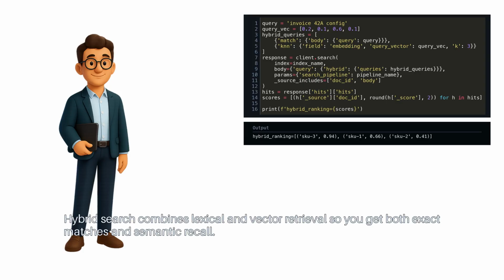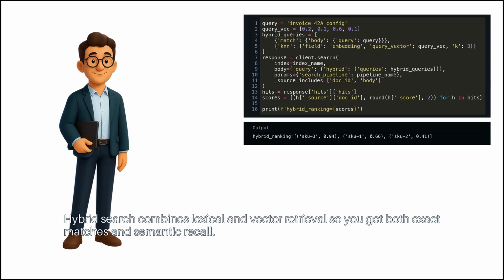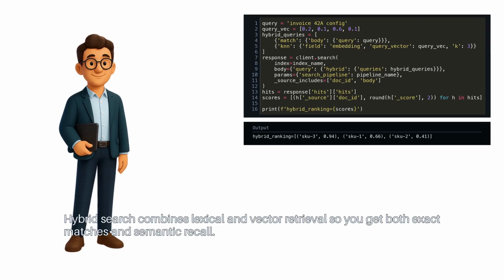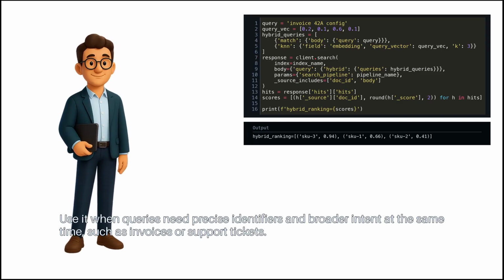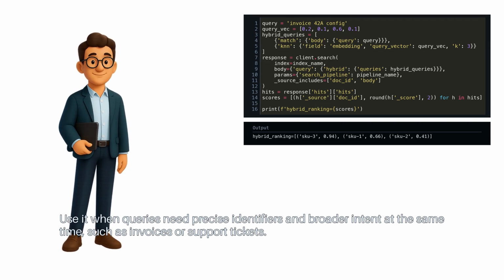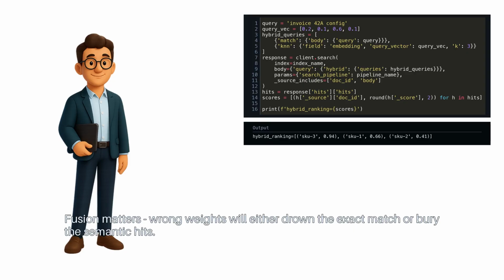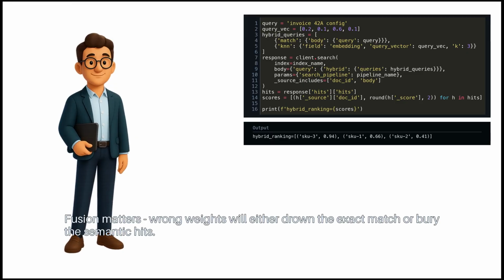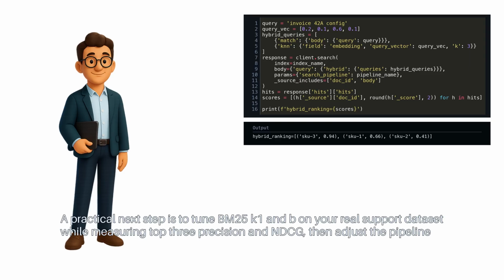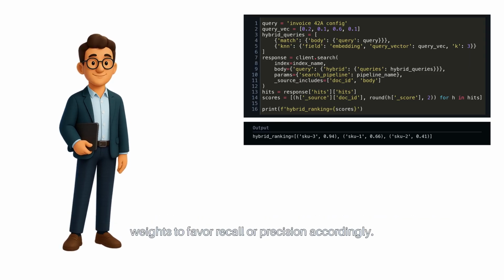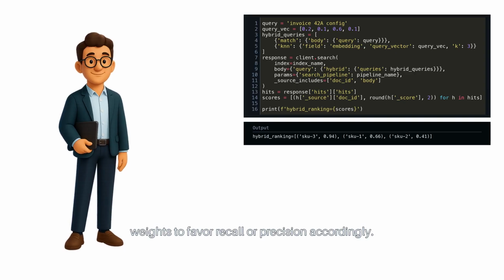Hybrid search combines lexical and vector retrieval, so you get both exact matches and semantic recall. Use it when queries need precise identifiers and broader intent at the same time, such as invoices or support tickets. Fusion matters. Wrong weights will either drown the exact match or bury the semantic hits. A practical next step is to tune BM25 k1 and b on your real support dataset, while measuring top-3 precision and NDCG. Then, adjust the pipeline weights to favor recall or precision accordingly.